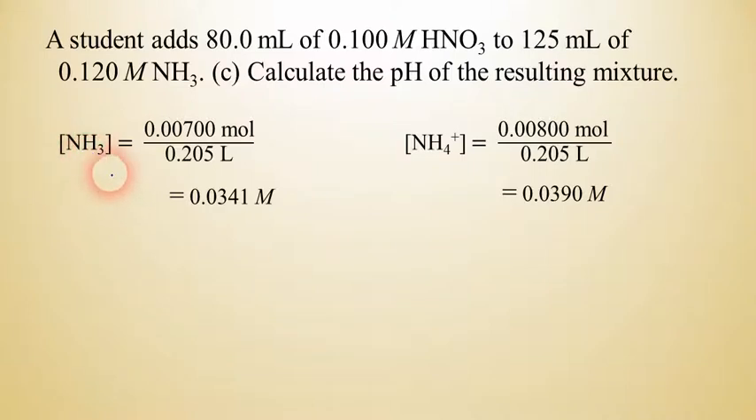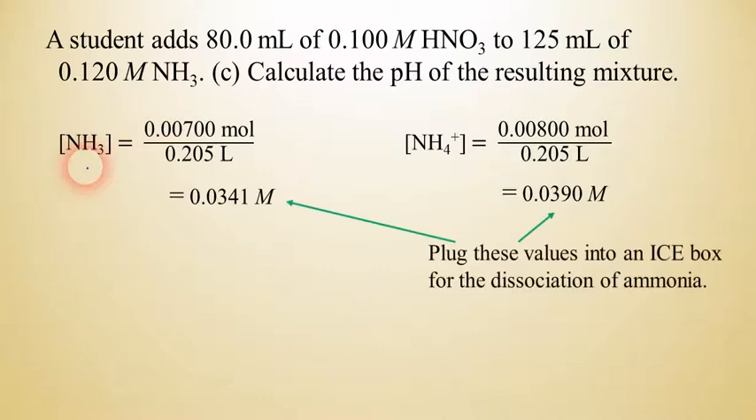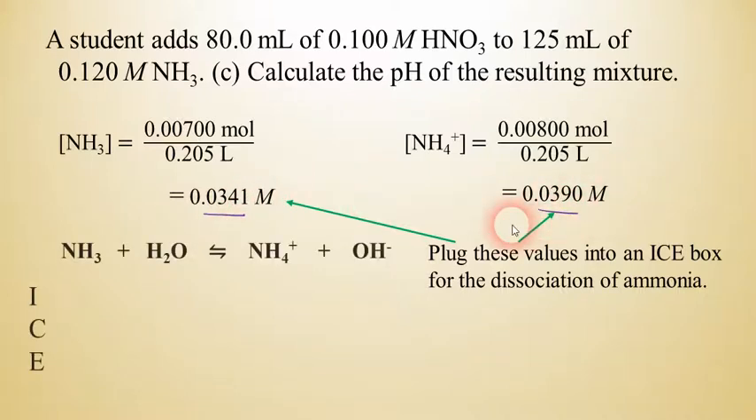Now, since this is a weak base problem, we're going to set this up as a Kb. We're actually going to write the dissociation for ammonia, and we're going to have to plug these two numbers here into that ICE box. And so the dissociation of ammonia looks something like this. And so we're just going to put those numbers in there. The ammonia would be 0.0341. The ammonium is 0.0390. And we don't really have any hydroxide to speak of, so that's a 0.